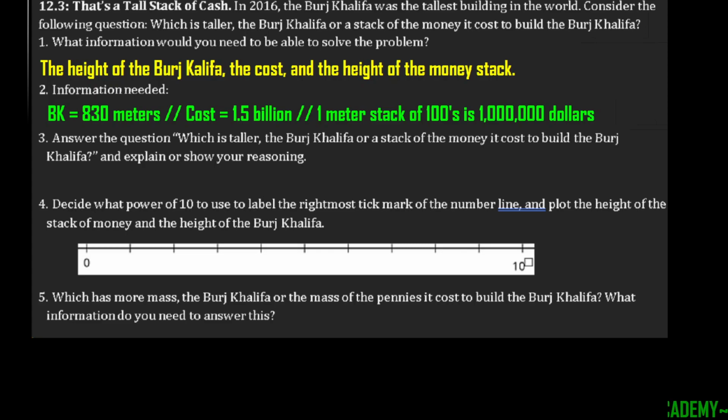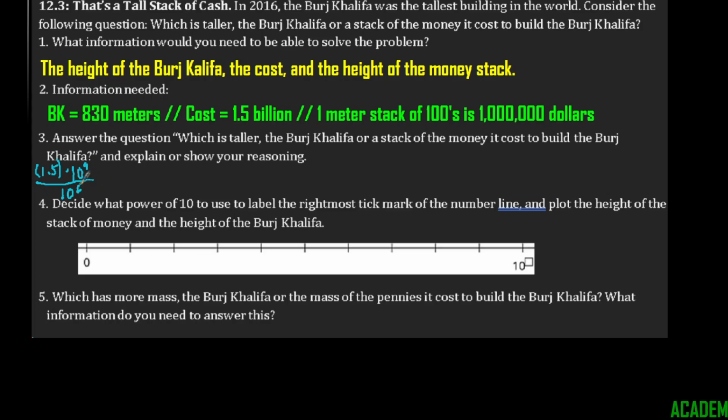Then for number 3, it says, which is taller, the Burj Khalifa or a stack of money it costs to build the Burj Khalifa? For this one, let's do it like this. So let me use blue. I'm going to take 1.5 times 10 to the 9th power divided by 10 to the 6th power.